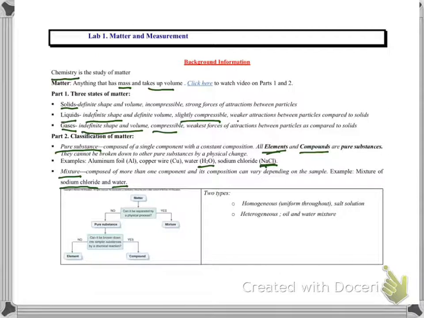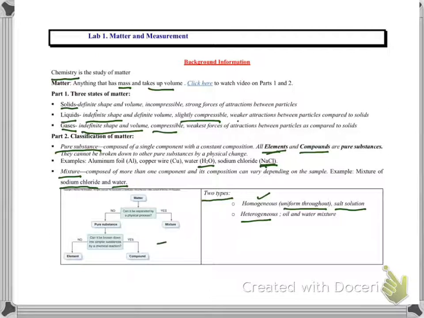There are two types of mixtures. Homogeneous mixtures are uniform throughout. What it means is, if you take a pinch of salt and put it in the water and the salt dissolves, now you cannot see the salt and the water separately. That's homogeneous. Heterogeneous is, for example, a mixture of oil and water. Can you see them separately? Yes, you can see two separate layers. That's a heterogeneous mixture.